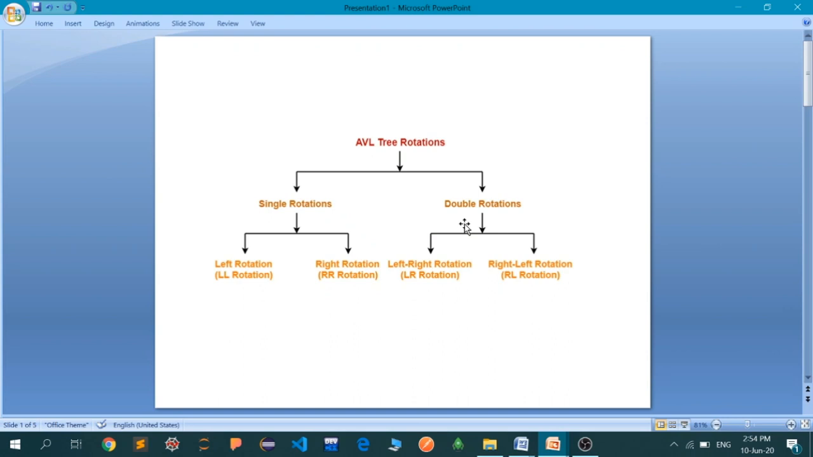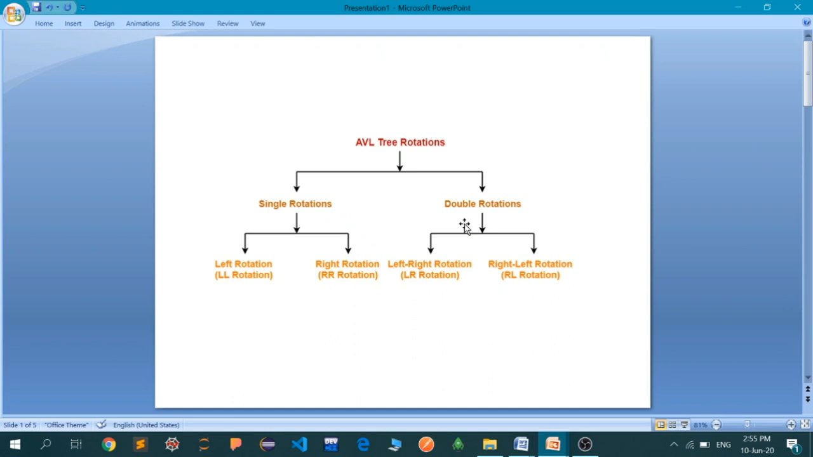Rotations are of a few types. Rotation could be of single type and rotation could be of double type. So we have single rotations and we have double rotations. For single rotations, we have left rotation and right rotation, and for double rotation, we have left right rotation and right left rotation. Today we are only going to discuss your single rotations, that is left rotation and right rotation.